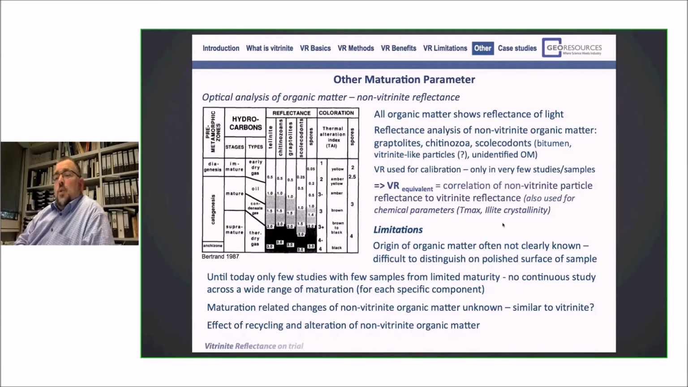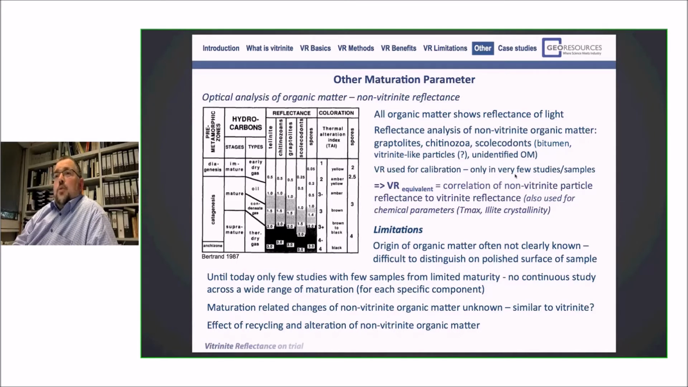So now I want to have a short look at a number of other maturation parameters. It's just a really short look at each of these parameters. We could do another complete talk, but I just want to see how these parameters work, what the benefits are, what the limitations are, and whether they are somehow better or worse than vitrinite reflectance.